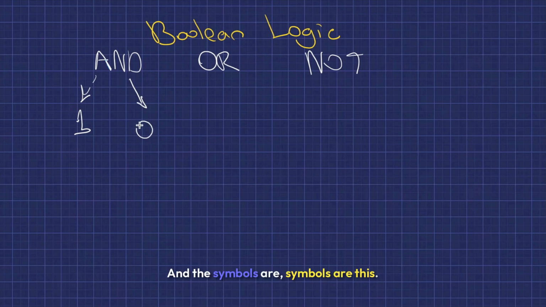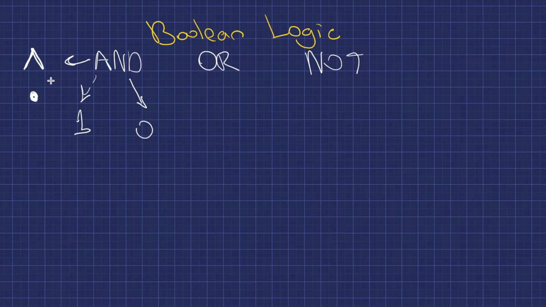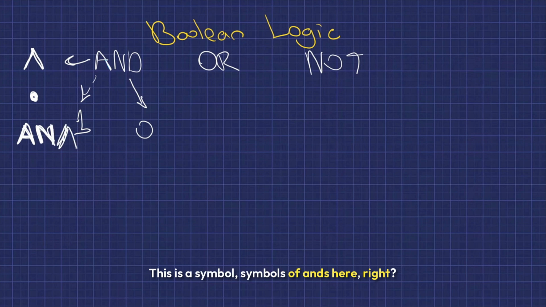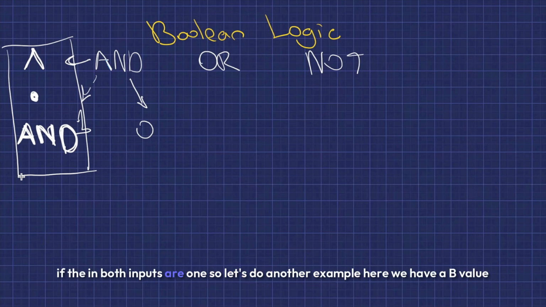And the symbols are these. Common in logic and also common in programming is this one, just a dot. Or you can also just write AND. These are the symbols of AND, right? The output rule is: the output is 1 only if both inputs are 1.